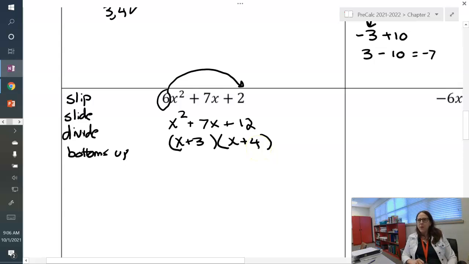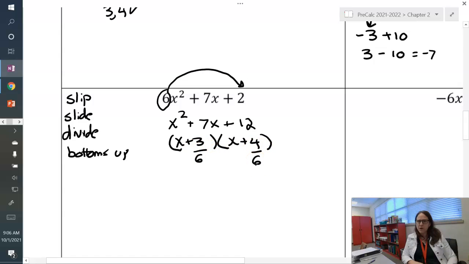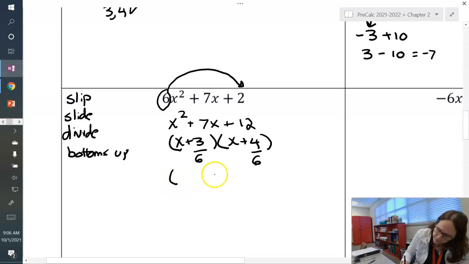Okay? Now we're going to do the slide. The slide starts to undo our slip. So slide means I slipped that 6, so now I'm going to slide the 6, and I put it underneath those constants. If this isn't making sense to you, that's okay. Just trust the process, it works. Next is divide, or simplify. So I have an x plus 3 over 6.